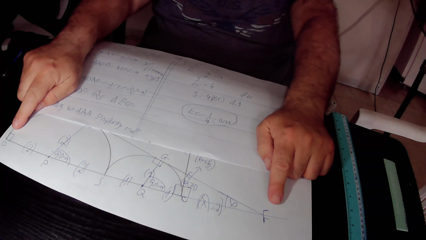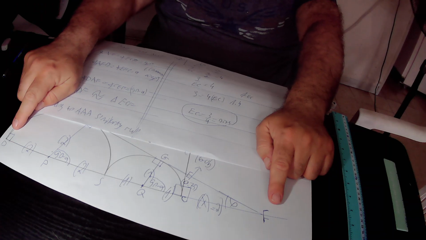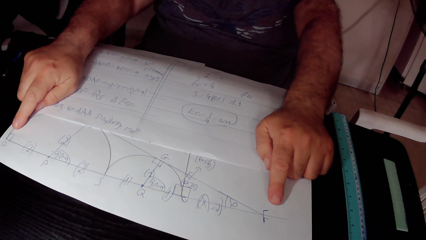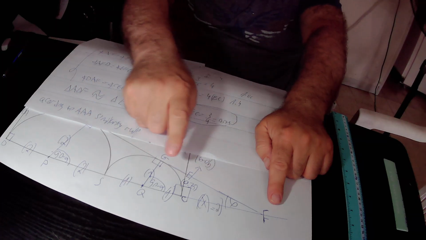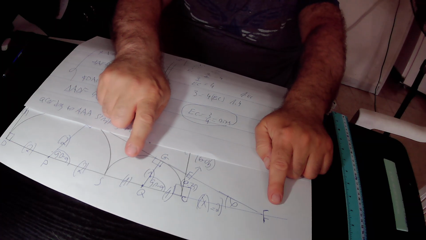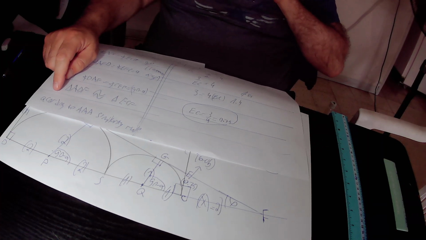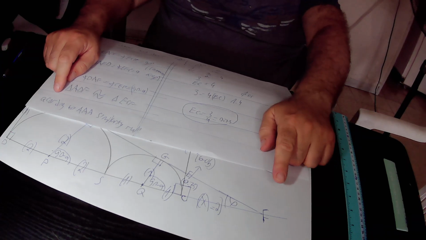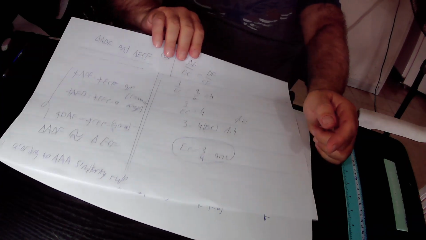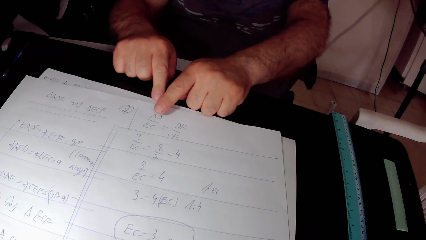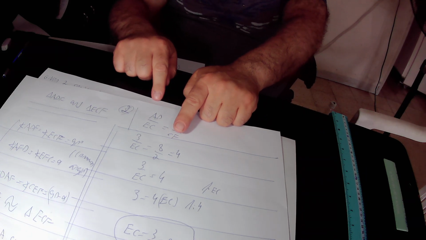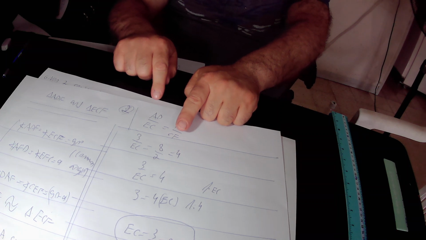DF in total equals 2 plus 2, that is 4, plus 1 plus 1, 4 plus 2 is 6, plus 2 is 8. So in total, DF equals 8 units in length. Again, EC is the missing side, and CF equals 2. So we found that 3 over EC equals 8 over 2. 8 over 2 is 4. So 3 over EC equals 4.